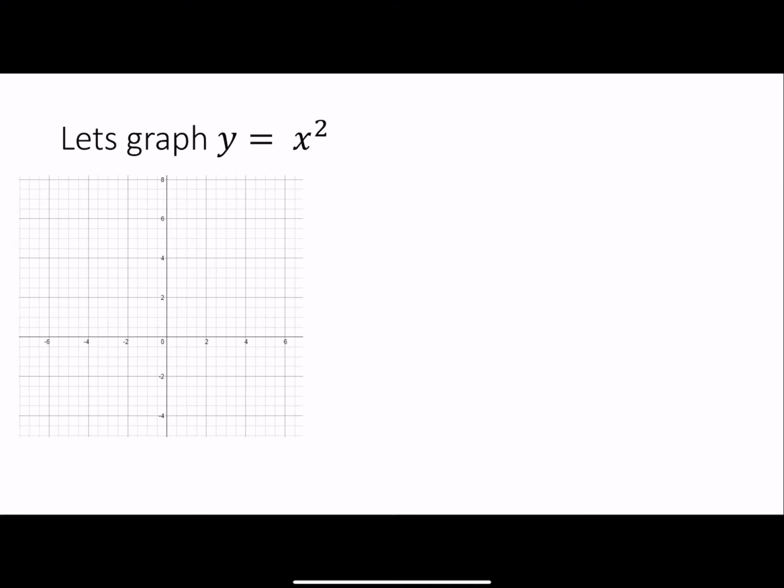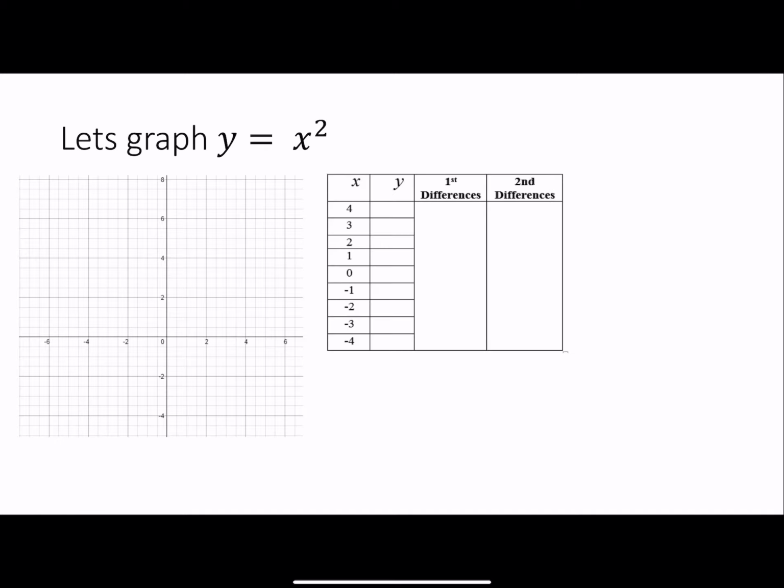Okay, so I'm going to start by graphing y equals x squared. For now, we're not going to worry about first and second differences. What we're going to worry about is just graphing y equals x squared. And the way we're going to do that is we're going to substitute in values for x and find out the y value, starting with 0.